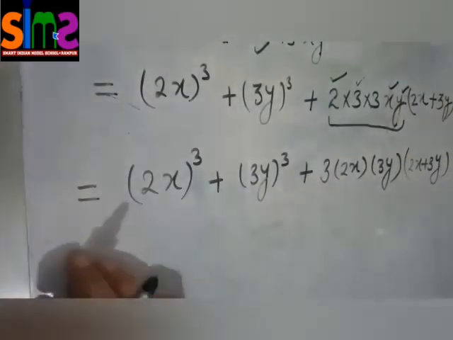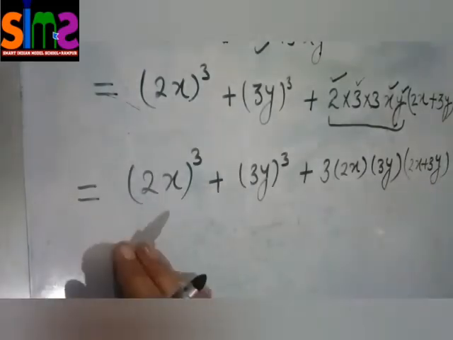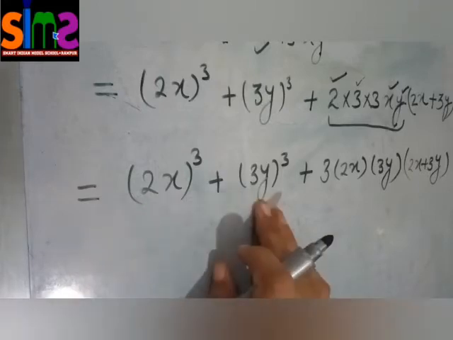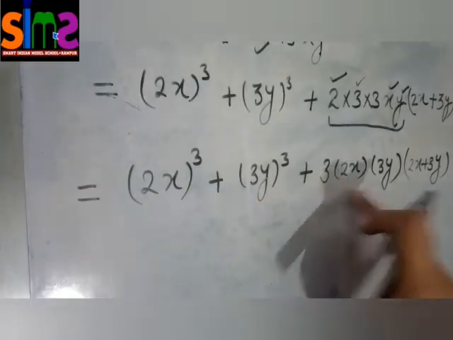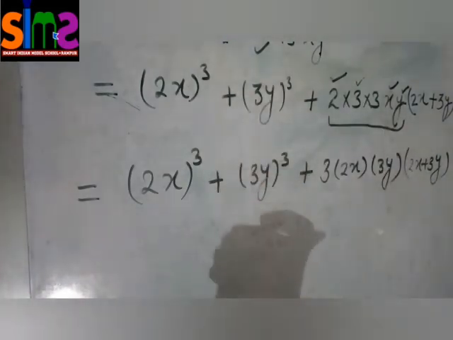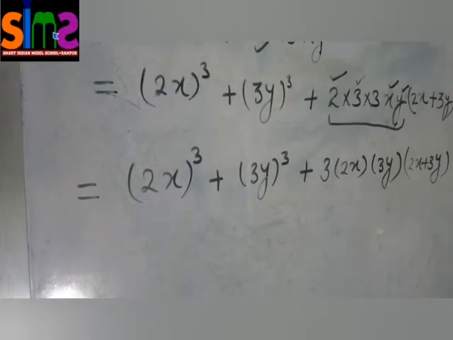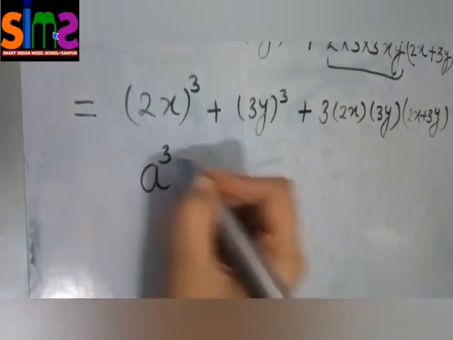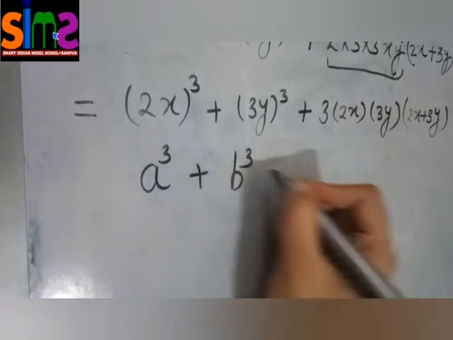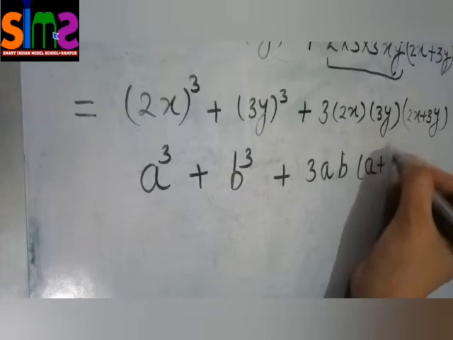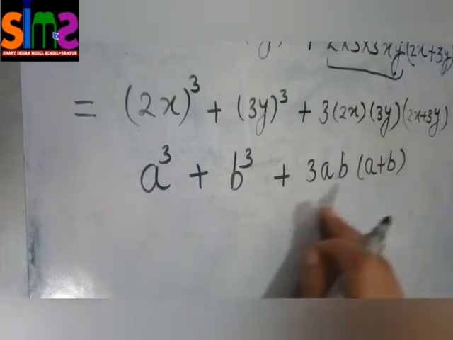So what you are observing from here, of course you must be thinking that it is some kind of identity. We have studied x cube plus y cube plus 3xy bracket x plus y. Of course it is the expansion of x plus y and its whole cube term. It is a cube, it is b cube, it is 3ab bracket a plus b. So what is the expansion of this term?